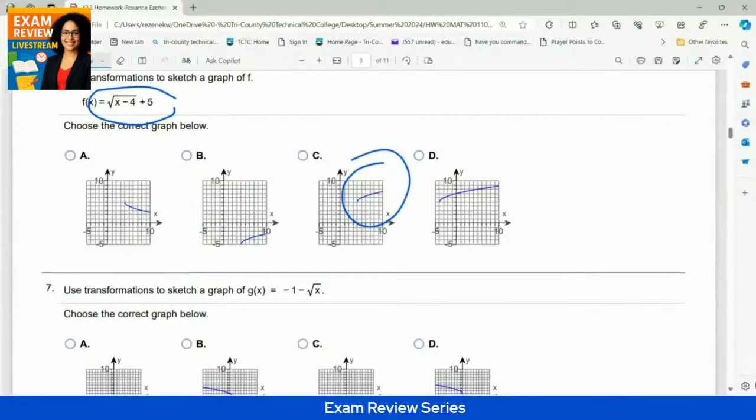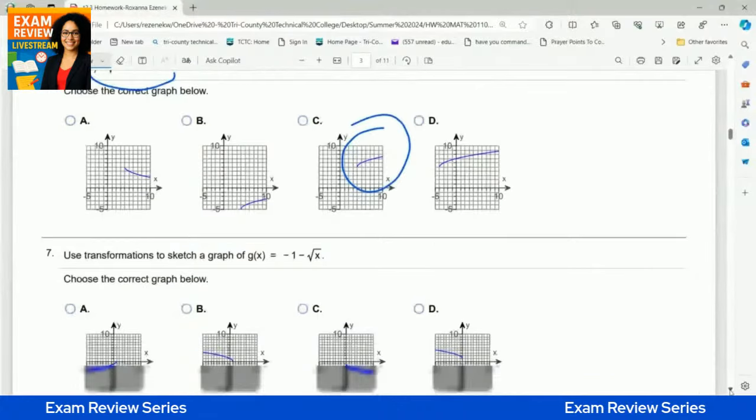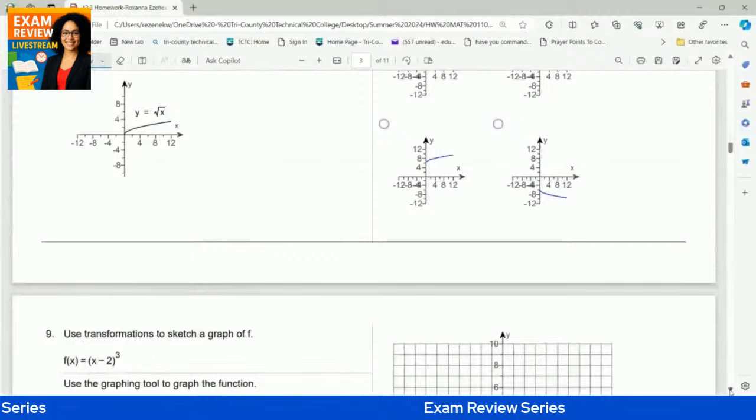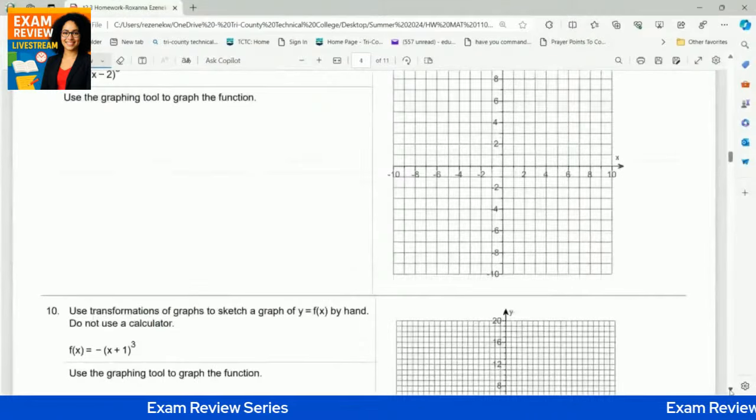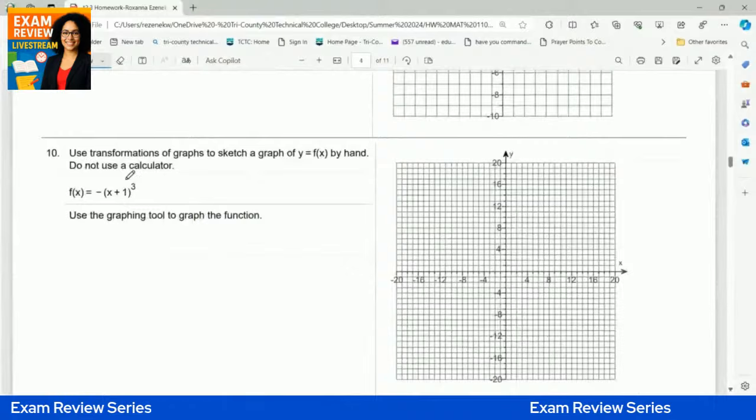Okay, there are going to be so many. Remember, you have your calculator. You should be able to do this. And then there are transformations of the cubic function. This is cubic.